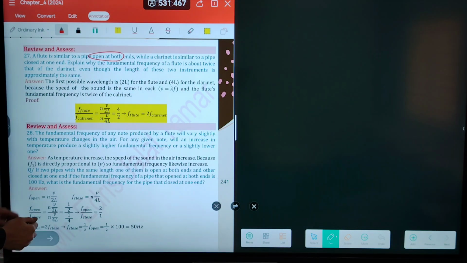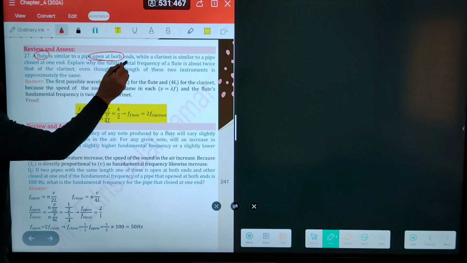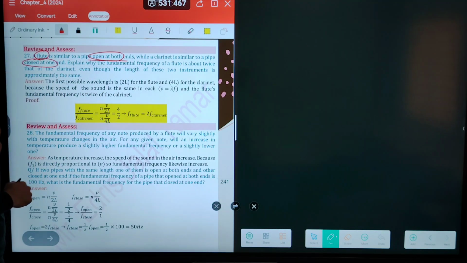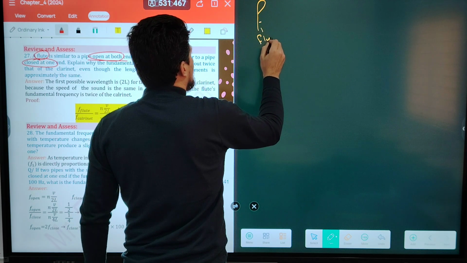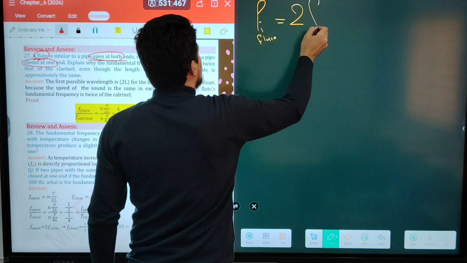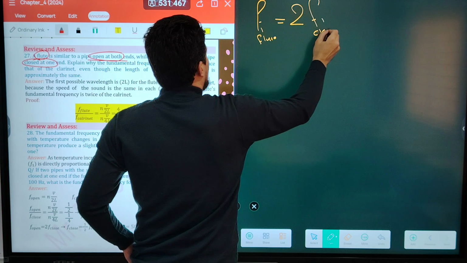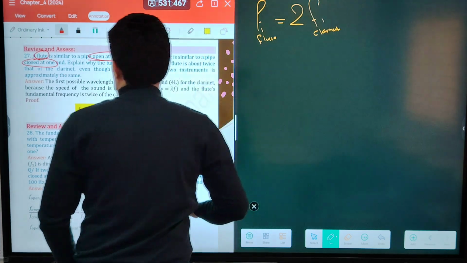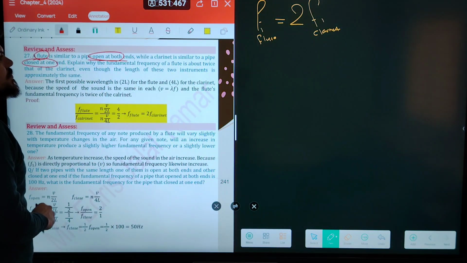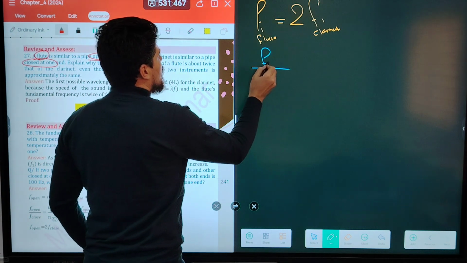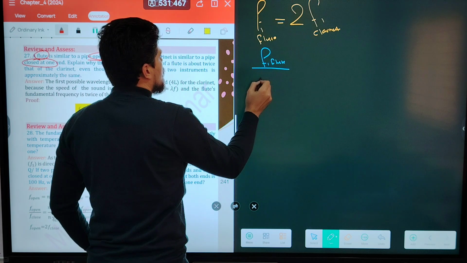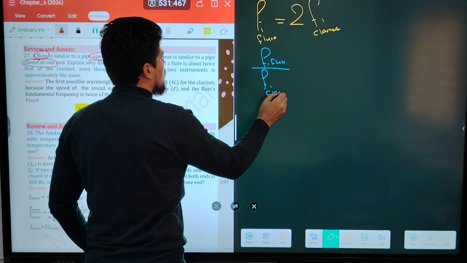How many instruments do we have? 2. Flute is an open pipe. Clarinet is a closed pipe. Explain why the fundamental frequency of the flute is about twice that of the clarinet. Why is F1 of the flute equal to twice F1 of the clarinet? Now I'm going to prove it for you. Divide both of them: F1 for flute divided by F1 for clarinet.